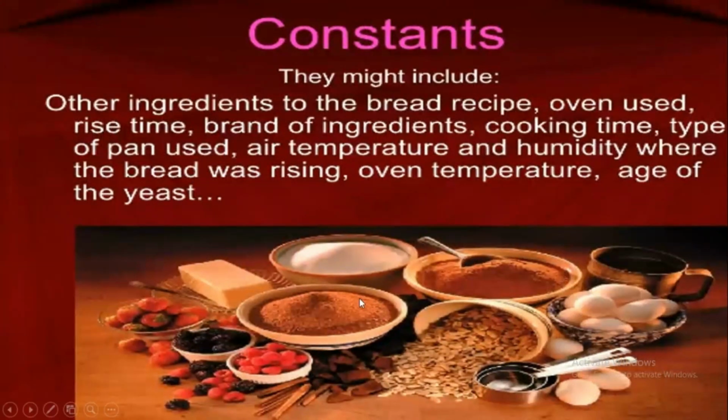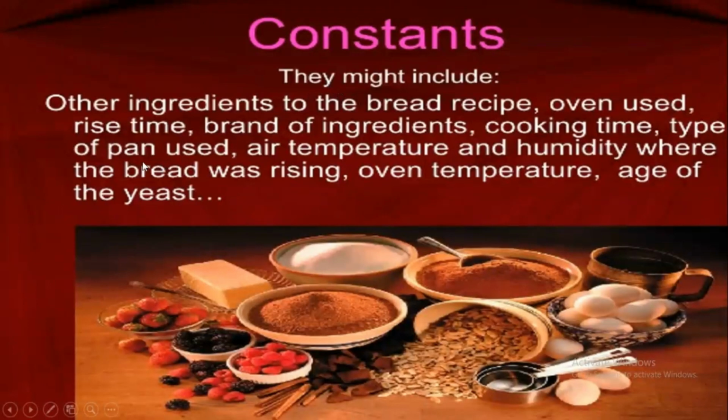For instance, other ingredients in the bread recipe. For example, if we use an oven for 50 grams of sugar to bake the bread, we use the same oven when we are using 100 grams, and when we are using 150 grams. So every time the experiment was done, the same oven and the same temperature were used, right? So basically the oven was a constant, and the temperature of the oven was constant, it remained the same for both of the experiments.